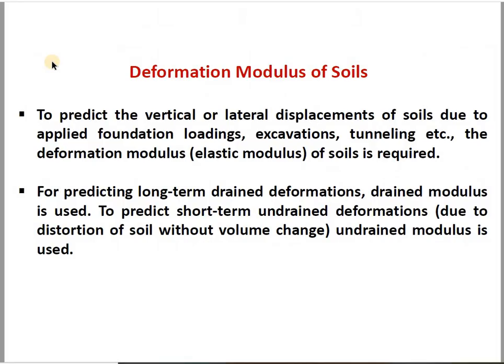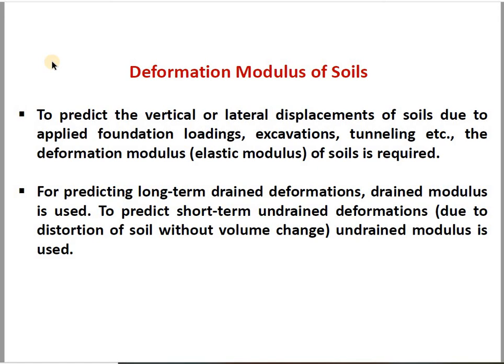Now let us discuss the deformation modulus of the soil. Why do you need the deformation modulus of soil? It is used to predict the displacements, either lateral or vertical, due to any applied load. That can be foundation loading, or it can be during excavation, tunneling, etc. So you need the deformation modulus or the elastic modulus of the soil.